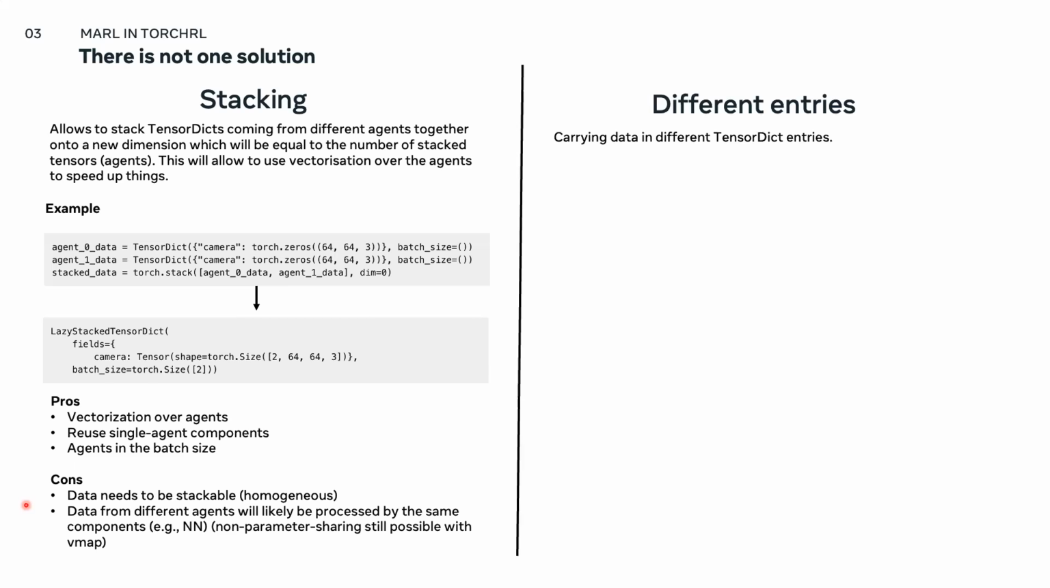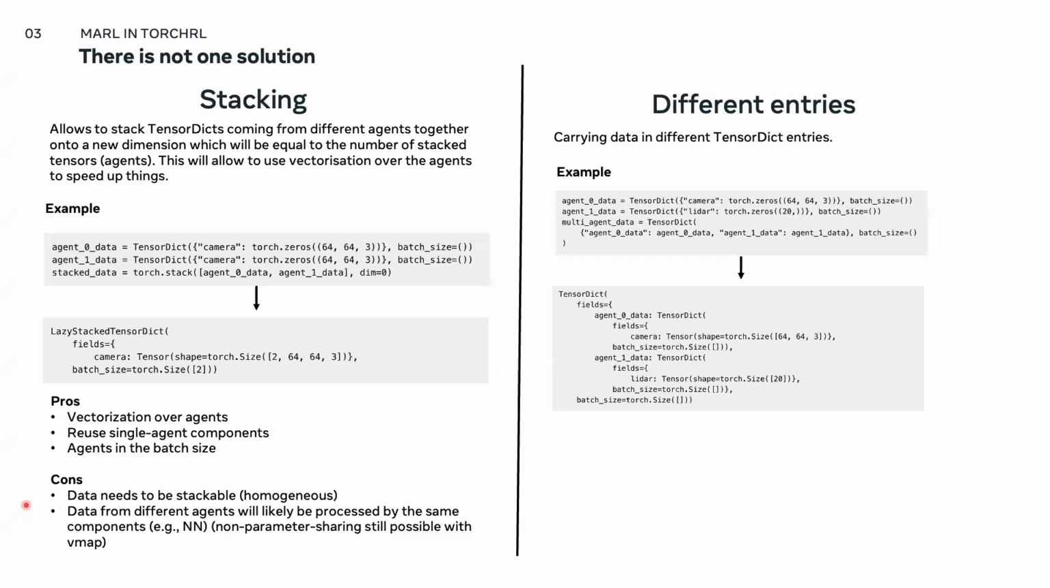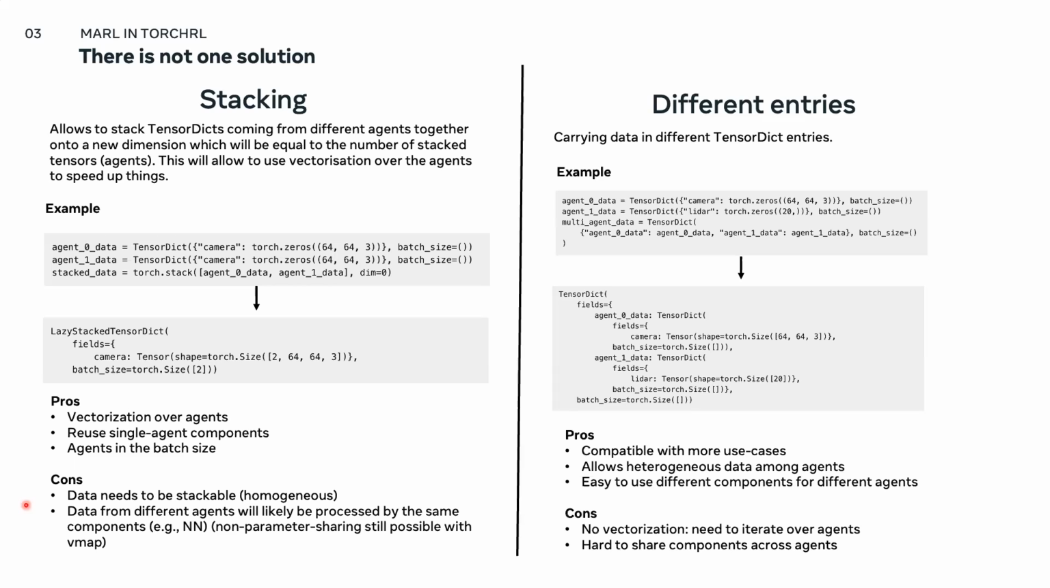On the other side, there is another possibility, which is just to carry the data in different TensorDict entries. So basically keep the data separate in the dictionary. And here we can have an example where agent 0 has a camera and agent 1 has a LiDAR. And the LiDAR, of course, has a different shape than the camera. And here, stacking would be quite impossible in the traditional sense. So what we do is keep a different entry in the TensorDict for each of these tensors.